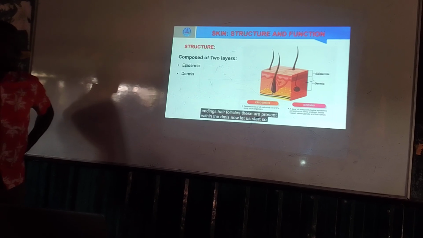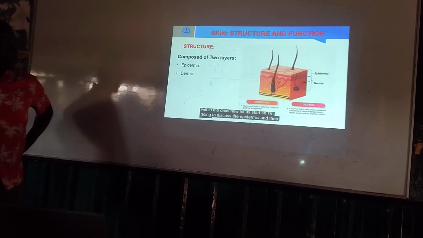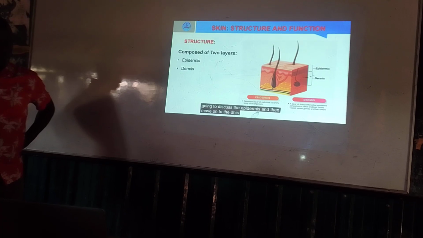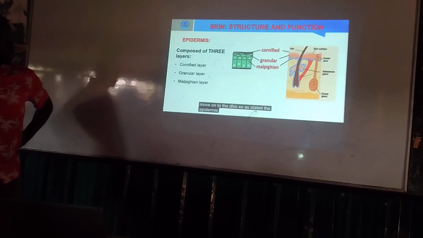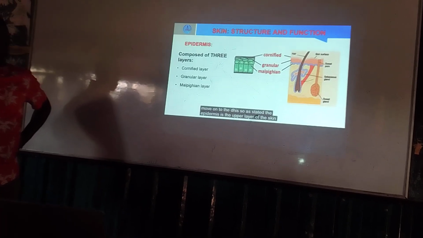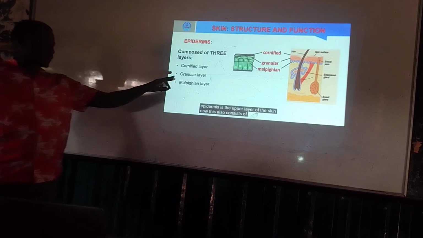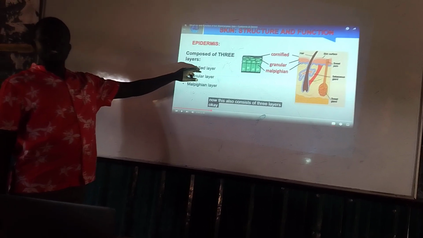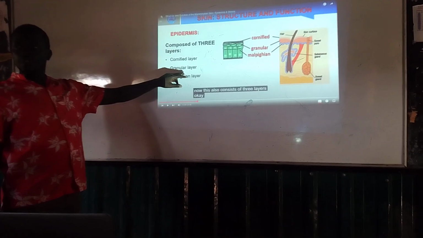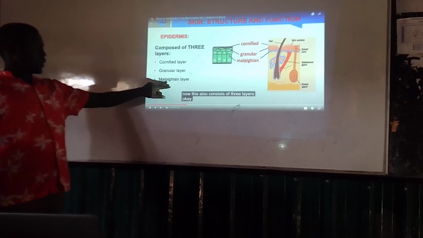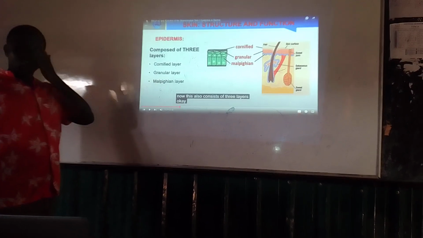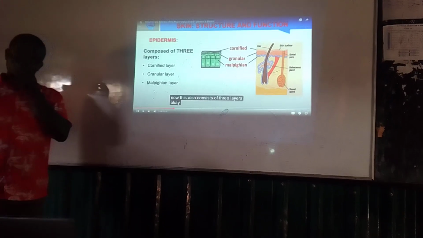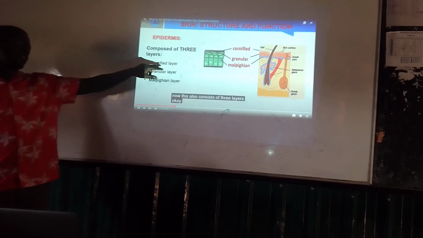Now let us start. So I'm going to discuss the epidermis and then move on to the dermis. So as stated, the epidermis is the upper layer of the skin. Now this also consists of 3 layers, okay? The epidermis is composed of the cornified layer. We also have the granular layer and the malpighian layer. So if you are asked in an exam, you should be in the position of explaining the cornified layer.